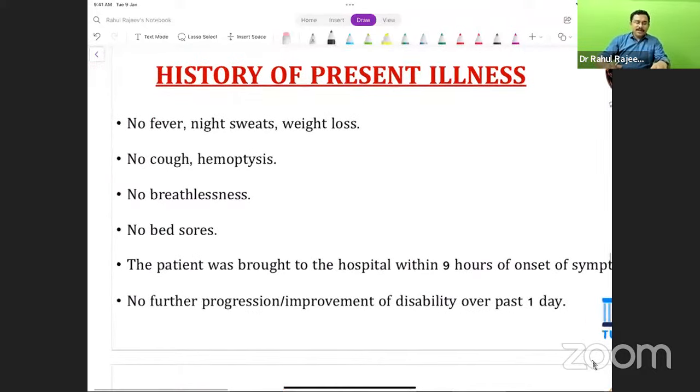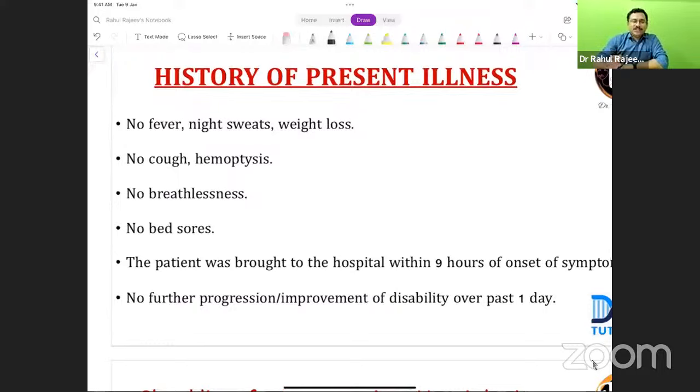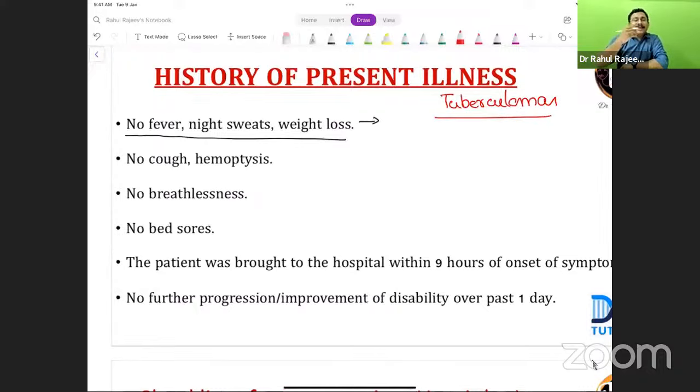Then the remaining part of the history: no fever, night sweats, weight loss. See, what is the importance of this? Don't think that hemiplegia is equivalent to stroke. Many students think, okay, all cases of hemiplegia are stroke. See, can't you have a tuberculoma? Heard of tuberculoma? In central nervous system tuberculosis, you can have tuberculomas in the brain, and that can lead on to weakness sometimes. So not just tuberculomas, cryptococcosis, neurocysticercosis, all these neuroinfections can mimic stroke.